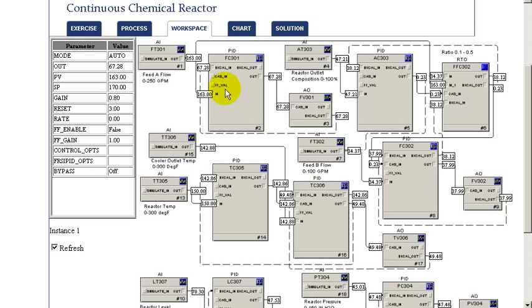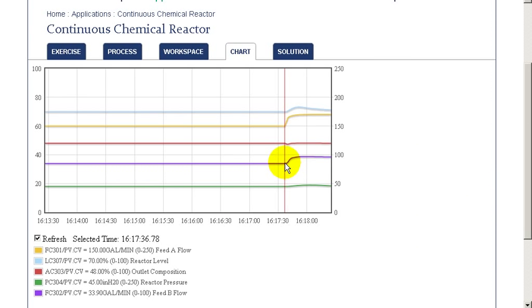So as we can see, we start to respond fairly quickly in terms of the flow, changing the valve. The flow rate is the input to ratio control, so as a consequence, the feed B is also changed to maintain the relationship established by the ratio target. The composition under this condition doesn't change very much, so we'll look at that by examining our chart.